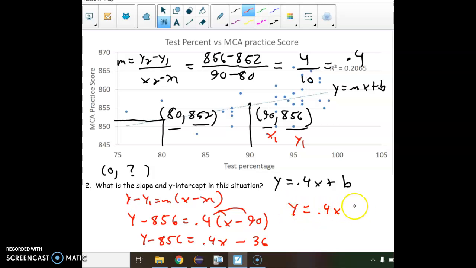So I get y equals 0.4x, and then I think that's going to be plus 820. So it's kind of an indirect way, but now we found b, right? That's sort of saying if you had a test percentage of 0, we'd predict an MCA score of about 820, which is actually a pretty reasonable guess. So our slope is 0.4 and our y-intercept is 820. So thus we would have the equation like that.